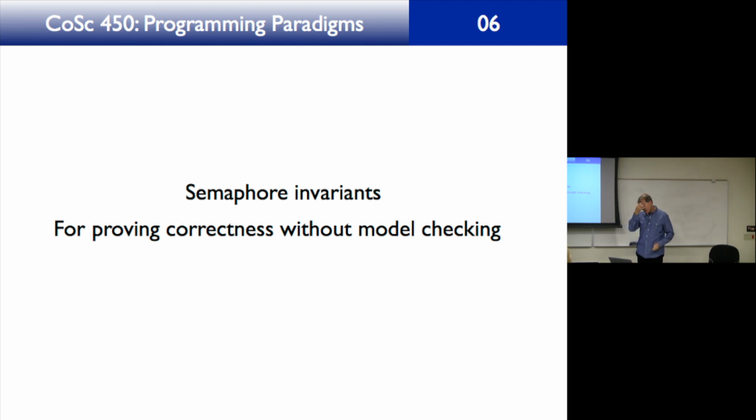Now here's the next little section of material, which shows how to prove correctness without going through model checking. Does everyone understand what model checking is? Model checking is when we do the states and draw the state transition diagram and do it all out. There are tools to help you do that, but it's a brute force way, and we also want to be able to do higher level reasoning about invariants.